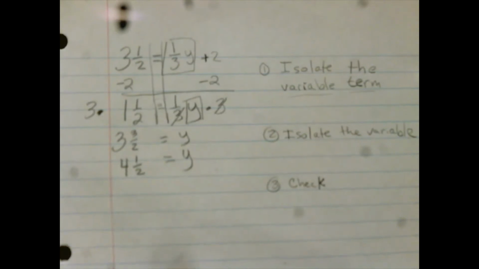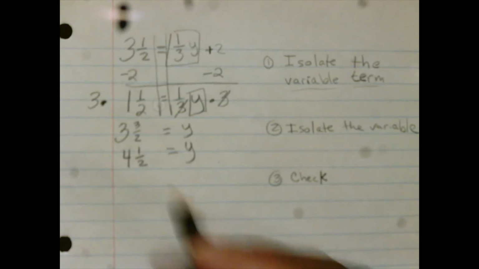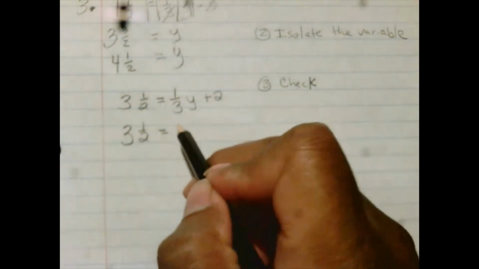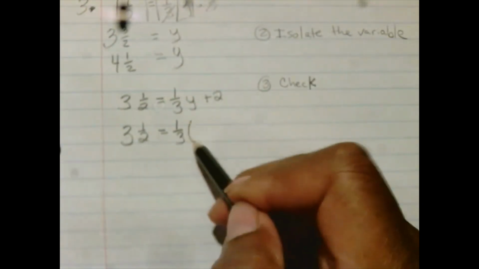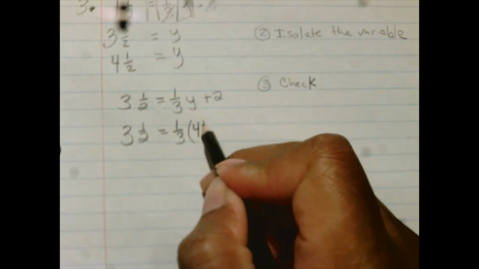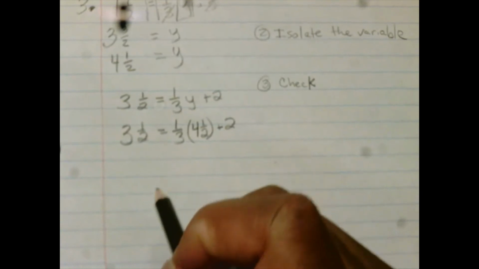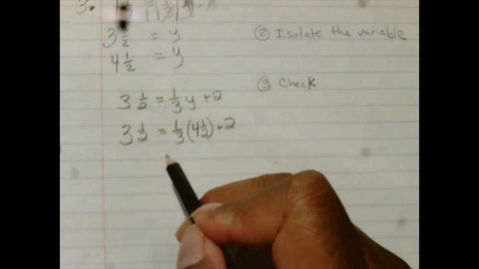How do we know we're right? Same process. You start with the original problem. It's just going to take a little bit more arithmetic. But we've got 3 1/2 is equal to 1/3 times y plus 2. So 3 1/2 is equal to 1/3 times 4 1/2 plus 2.